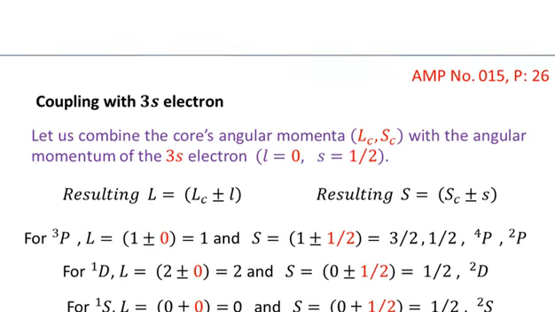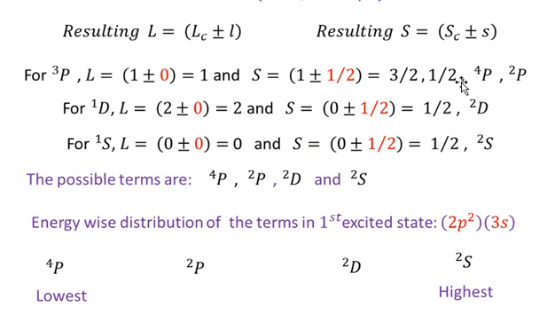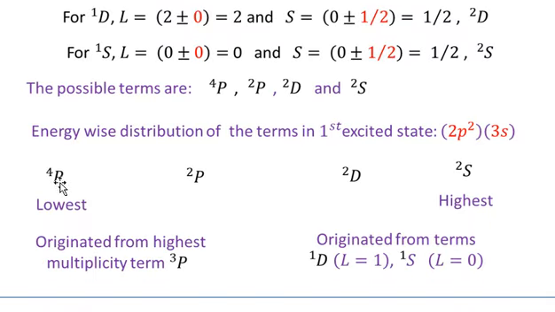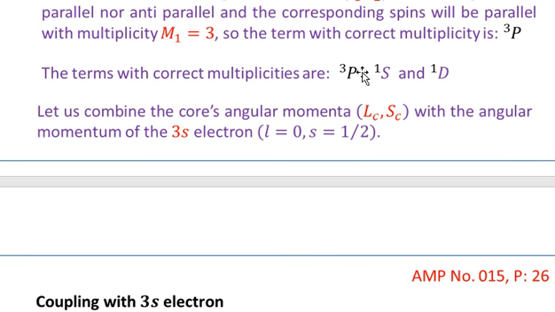Since the 3P term in this category has the maximum multiplicity, it means lower in energy. So I am going to use this 4P and 2P to have the lowest energy. And out of these two, the 4P, being highest in multiplicity, will have the lowest energy. So the next energy term is the 2P. Now I am left with two other terms. Once I have arranged the terms obtained from 3P, the two remaining terms are 1S and 1D.